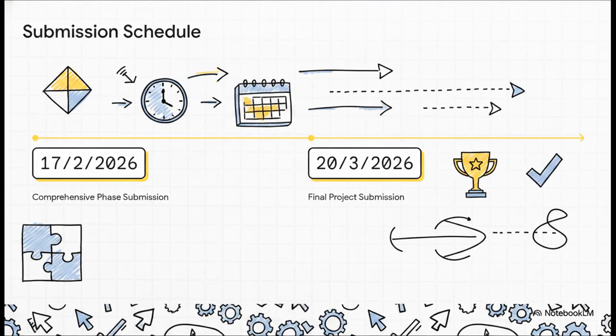And look, in the design world, a deadline is a deadline, period. So here's the strict submission schedule they're working with. The comprehensive phase is due on February 17, 2026, and the absolute final submission drops on March 20, 2026. The brief also actively urges students to contact the faculty with any difficulties way before these dates hit. Because let's be real, time management is just as important a skill as mastering the pen tool.